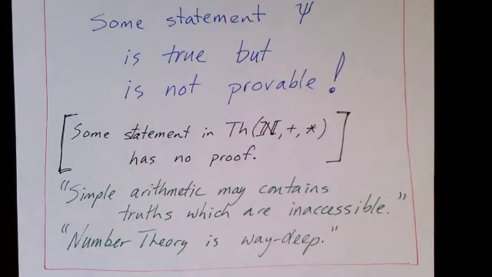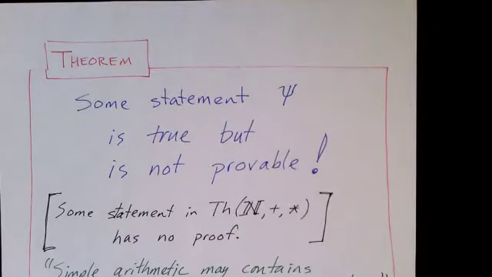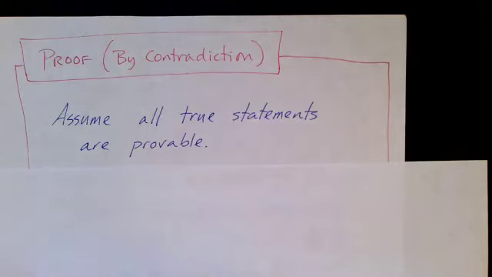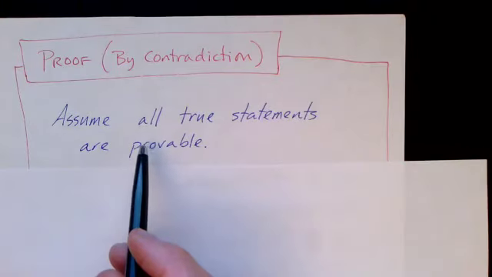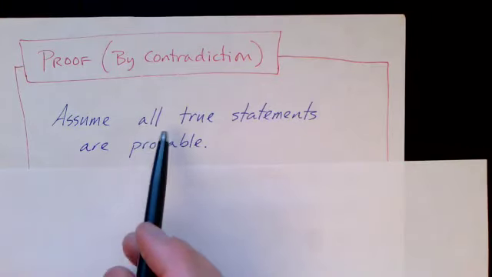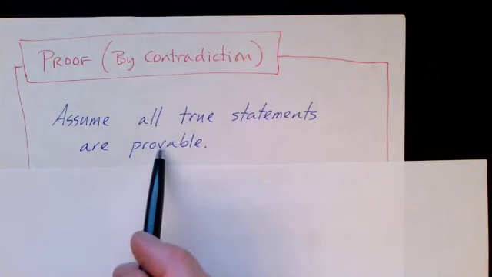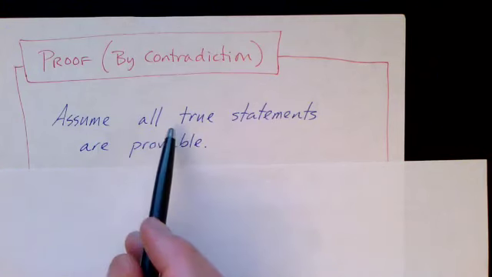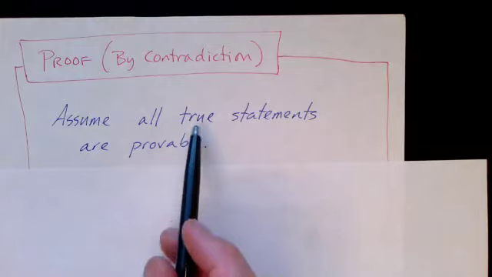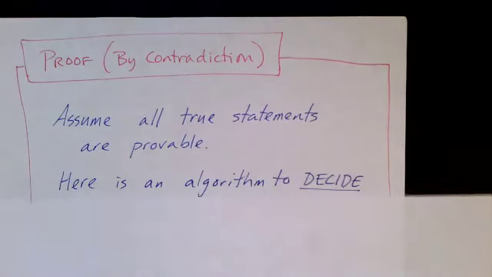And so now let's move into the proof of why this is true. Okay, let's move into the proof of this extraordinary result. Here's our proof. It's by contradiction. The theorem says that there are some true statements that are not provable. So let's assume that the opposite is true, that all true statements are provable.